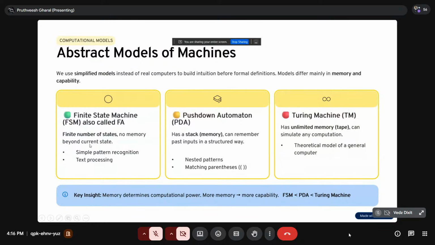The key insight here is that as the memory is increasing, we are seeing more capability. We are seeing machines tackling more and more difficult problems, till they solve almost any and every problem using an algorithm in a Turing machine. So that is one of the core principles here: more memory means more capability.